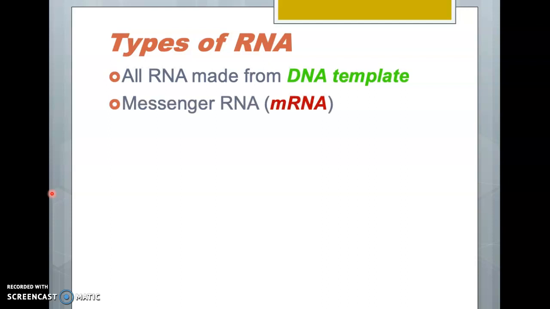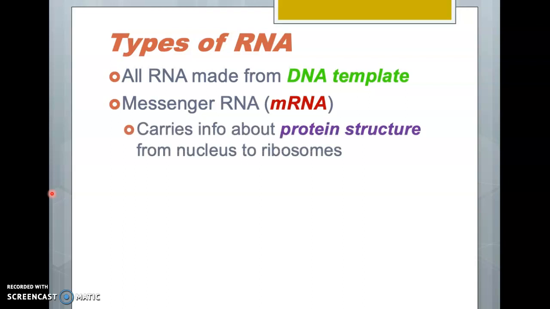So messenger RNA will be the RNA that we talk about the most. This is what actually carries the information about the protein structure. The other 2 types of RNA are vital in protein synthesis, but it's messenger RNA or mRNA that actually contains the base sequences for making the protein.